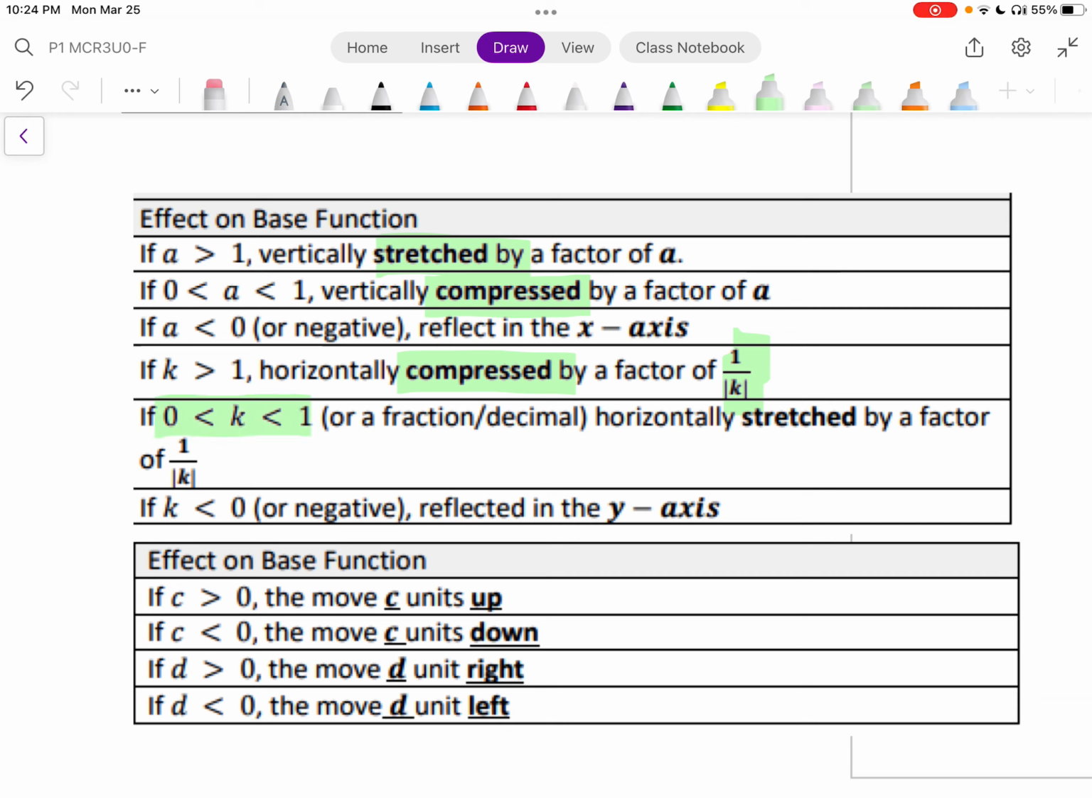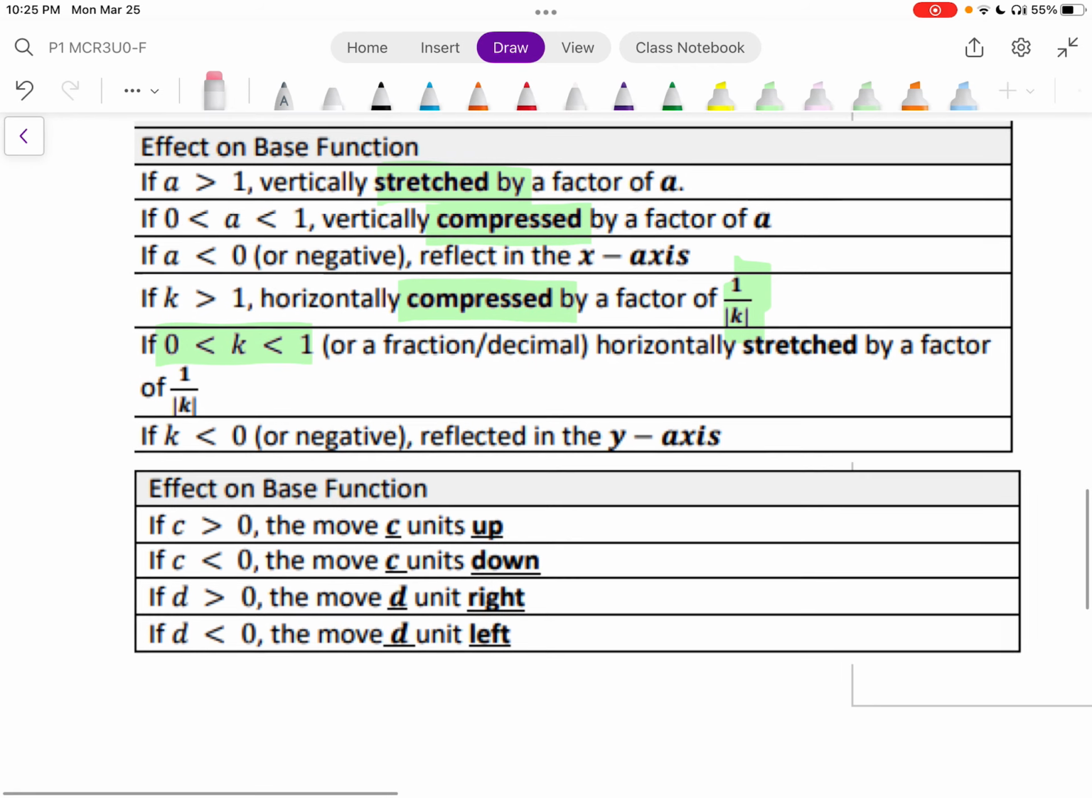So if you have a k in between 0 and 1, just remember that it's going to be horizontally stretched by a factor of 1 over k. So for example, if you had a k of 1 over 2, when you write this into mapping notation, you can write it as x divided by 1 over 2, but when you say it, you have to say a horizontal stretch by a factor of 2. Again, same idea. If k is less than 0, it's a negative, it's going to have a reflection in the y-axis.